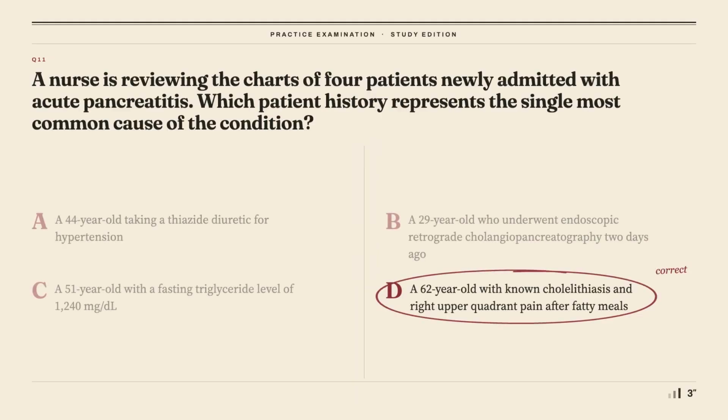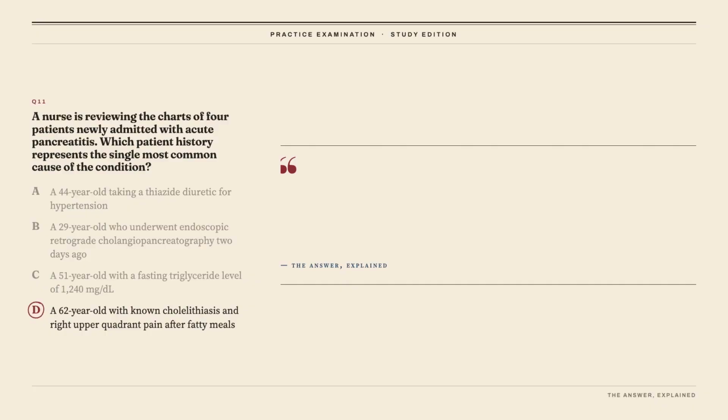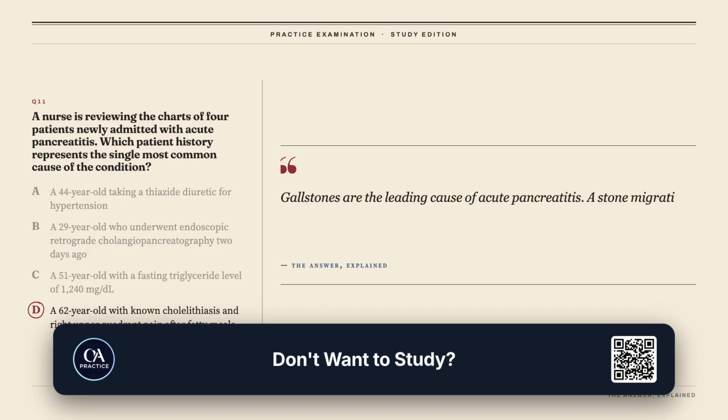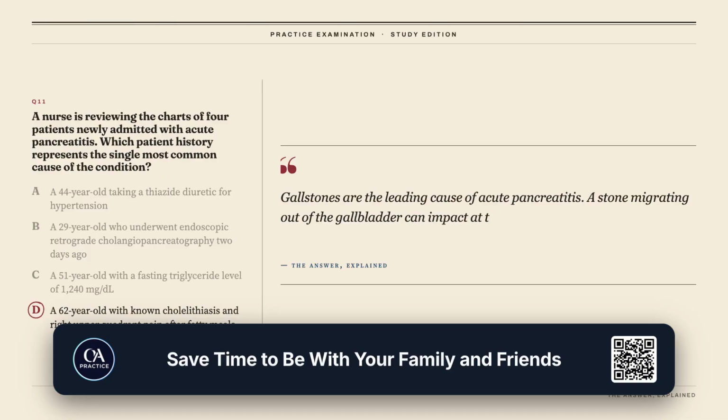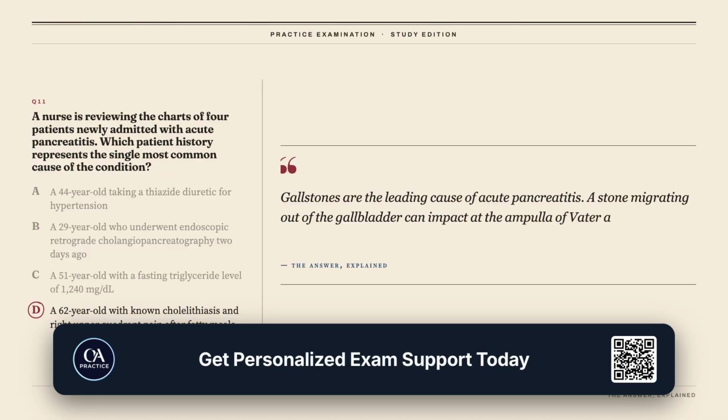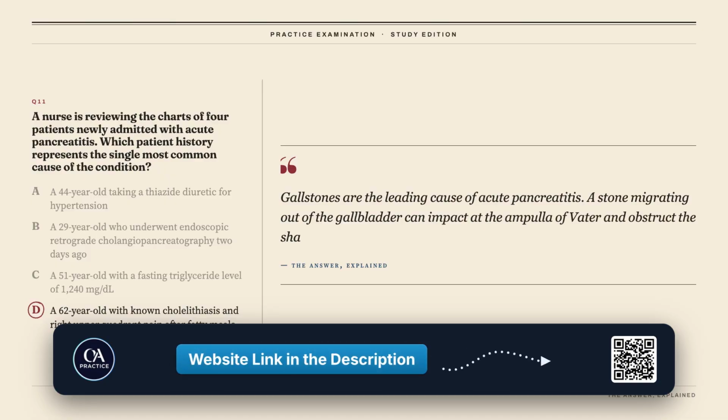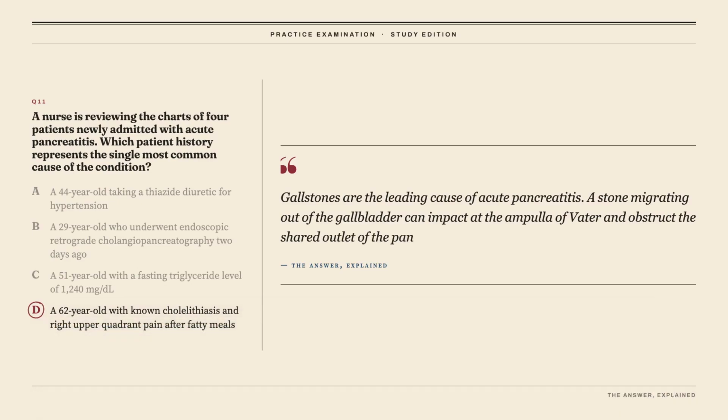The correct answer is D. A 62-year-old with known cholelithiasis and right upper quadrant pain after fatty meals. D is correct because gallstones are the leading cause of acute pancreatitis. A stone migrating out of the gallbladder can impact at the ampulla of Vater and obstruct the shared outlet of the pancreatic and bile ducts. Together with alcohol, gallstones account for roughly 80% of all cases.